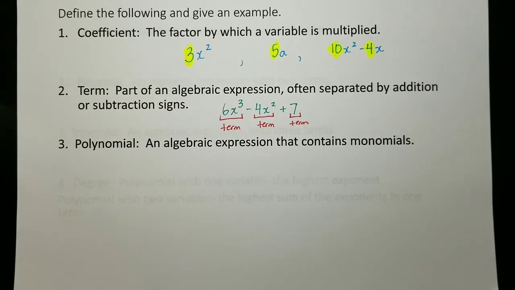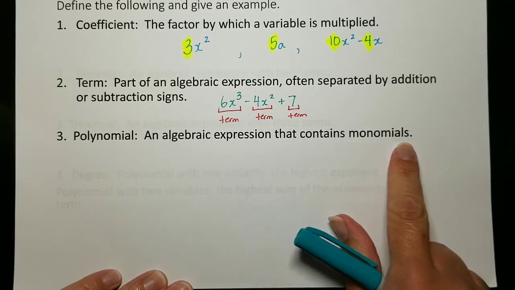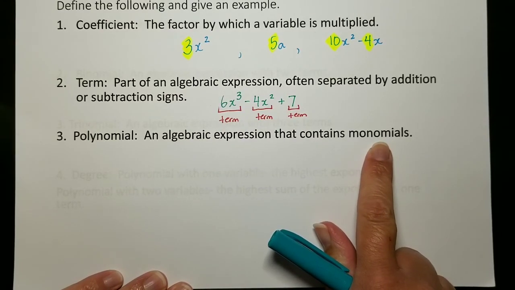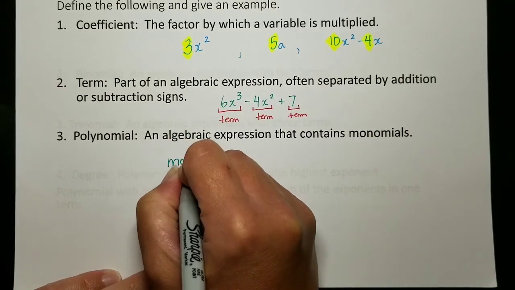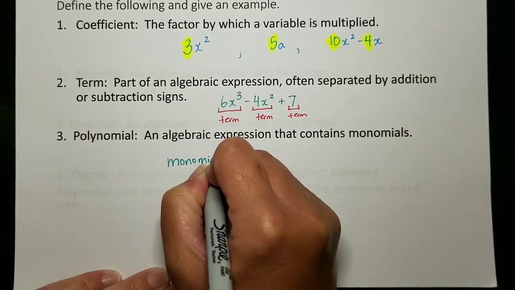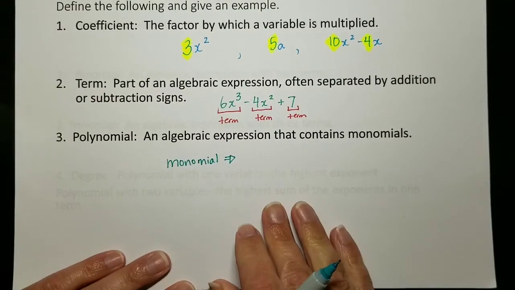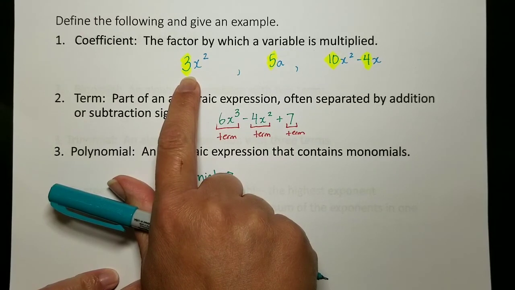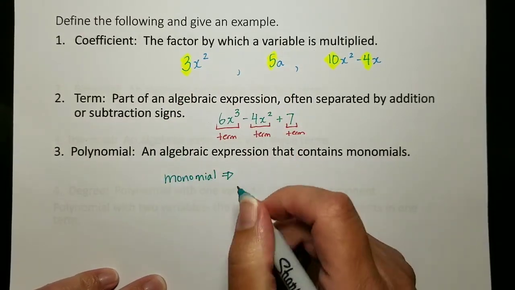Okay. A polynomial is an algebraic expression that contains monomials. So to explain what this is, we need to know what a monomial is. A monomial is an expression with just one term. So looking back to the first one, 3x squared, that's a monomial. 5a, monomial. It has just one term.